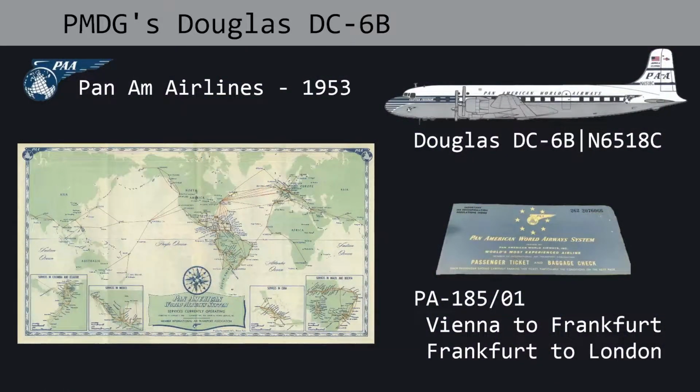So today we're actually switching airlines. From United, we are going to be flying for Pan Am today. And this is today's flights that we're going to do on the Spy Flight a little bit later on from 1953. We're going to be flying Pan Am Flight 185 and Pan Am Flight 1. So Vienna to Frankfurt and Frankfurt to London. So let's jump right in.